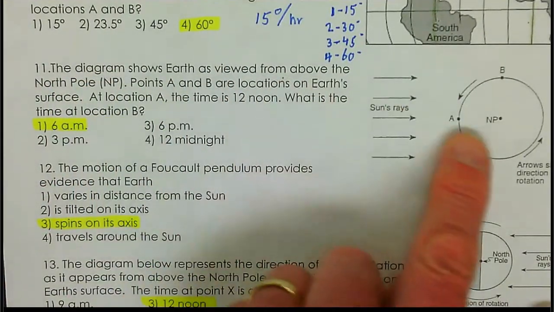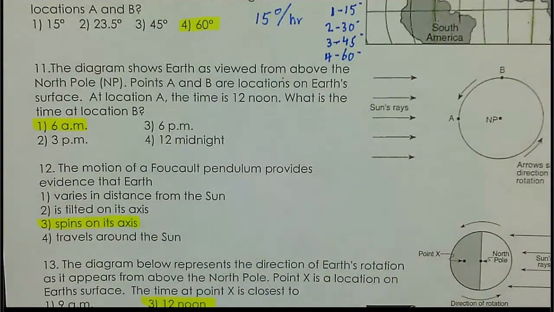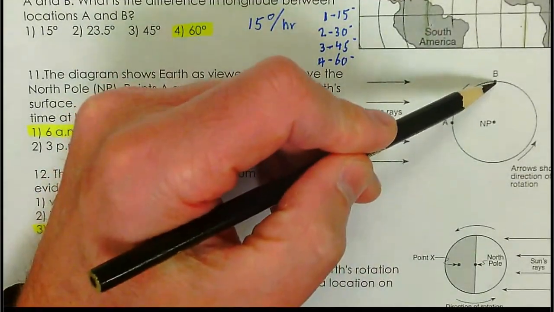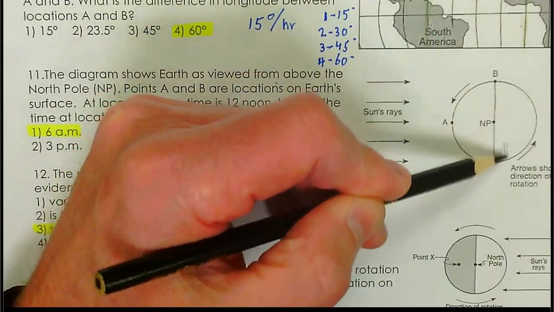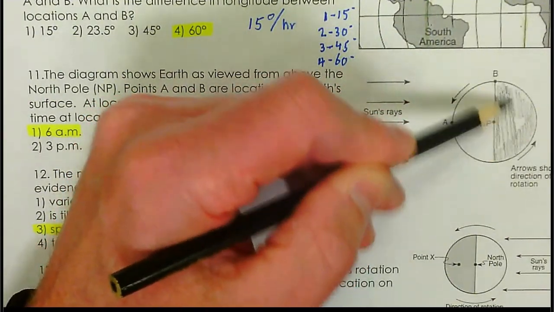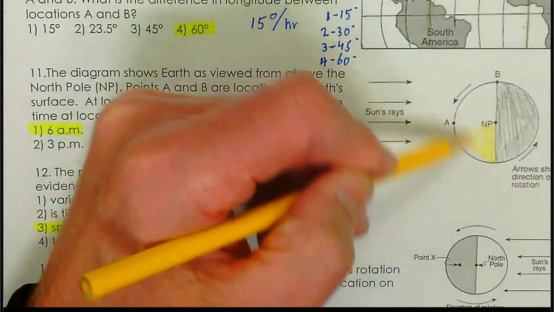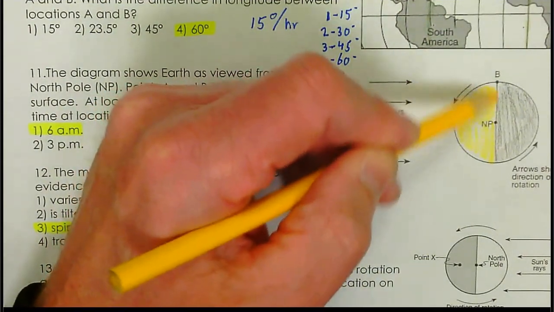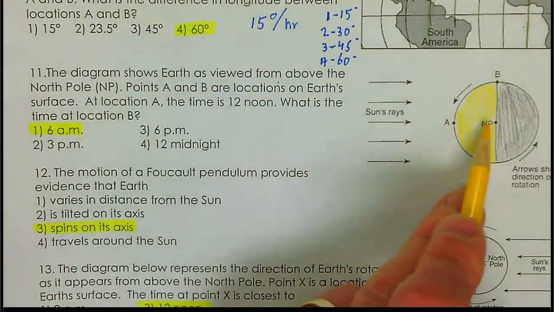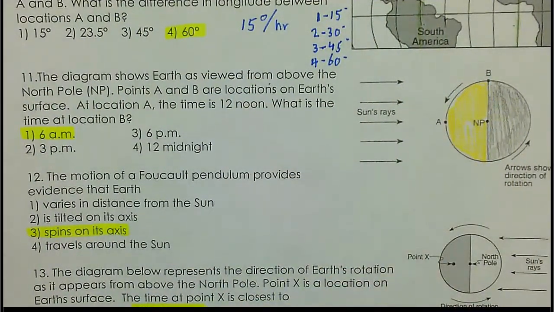11. The diagram shows the Earth is viewed from above, so we know that the rotation is counterclockwise. What is the time at location B? One of the things that I like to do here is if the sun is shining from here, I could draw the line that separates night from day. So there's nighttime. Here's my daytime. We could also shade that in if you'd like. So I notice that B is not at nighttime and it's not at daytime. It's right on the border.